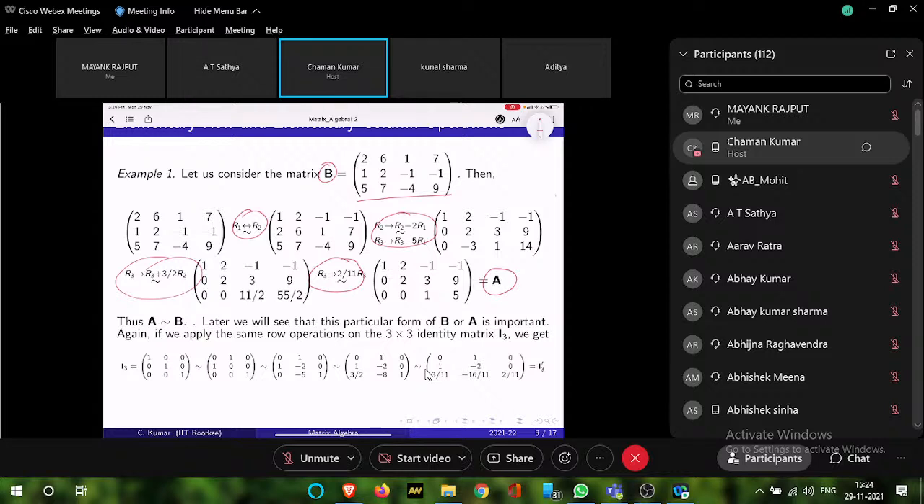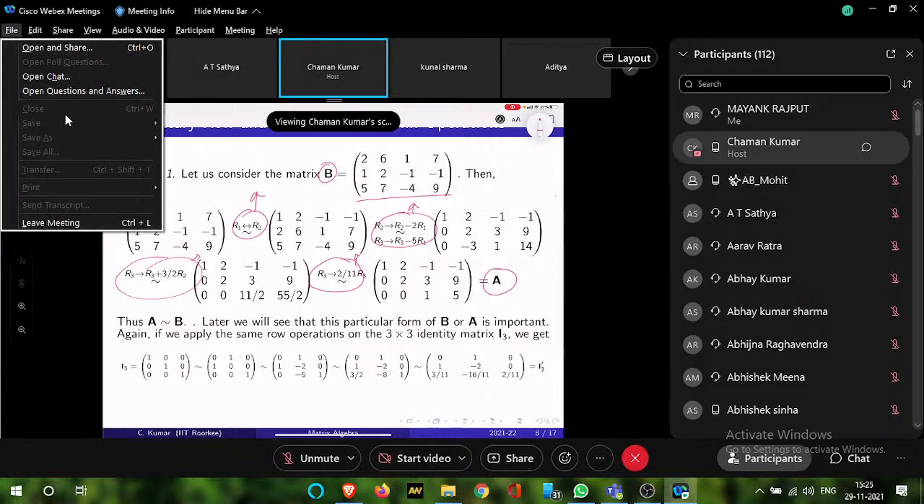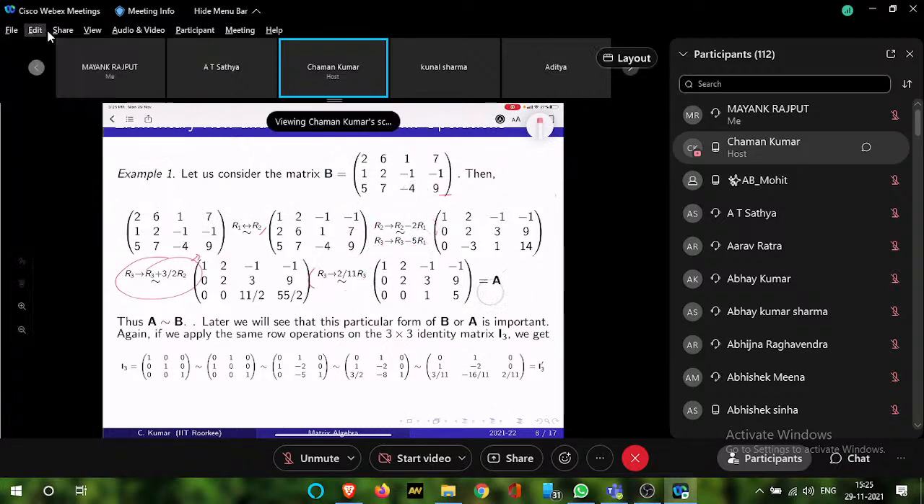We apply all the operations one by one in the exact sequence. First operation is this one, second is this one, third one is this one, fourth one is this one. So you should not change the sequence. If you change the sequence of elementary operations on the identity matrix, then the result will not match. So you apply the elementary operations in exactly the same sequence that you applied on the original matrix B. So this product is also equal to A.